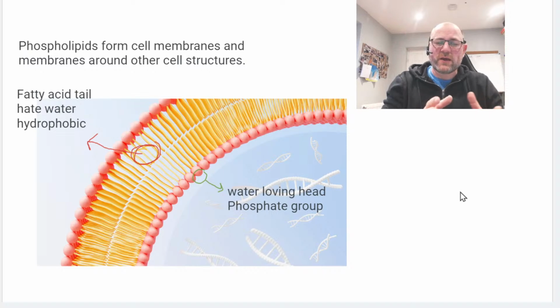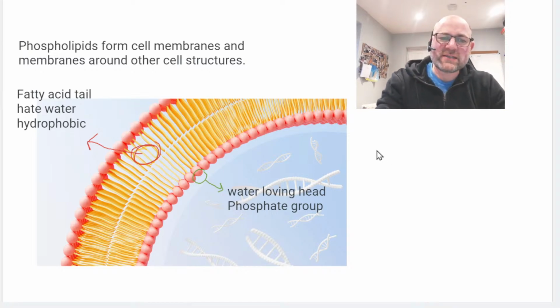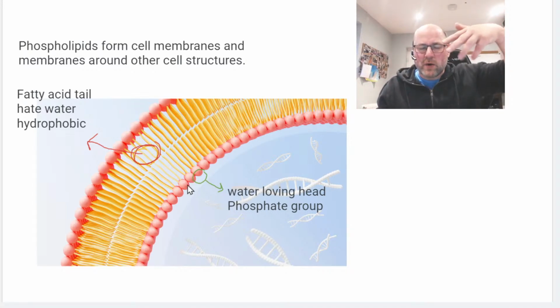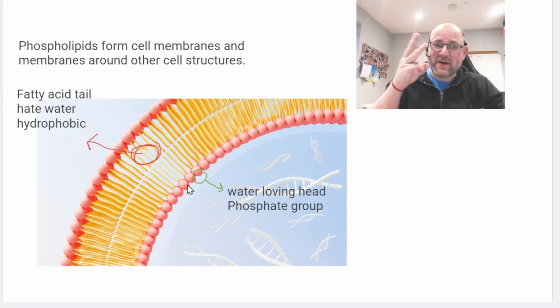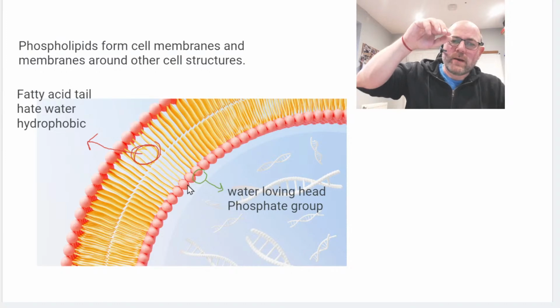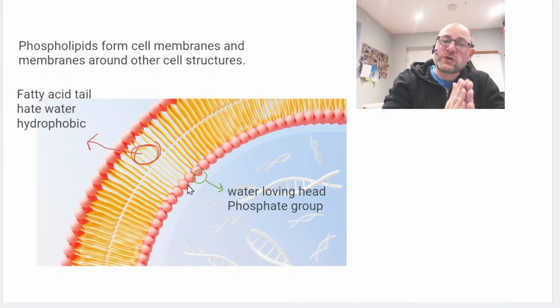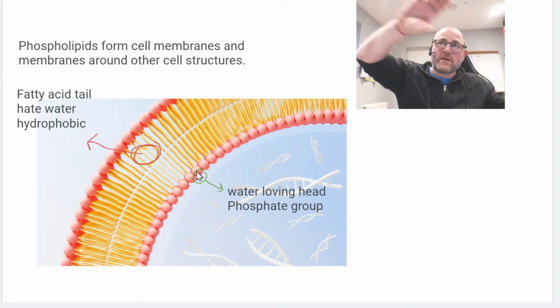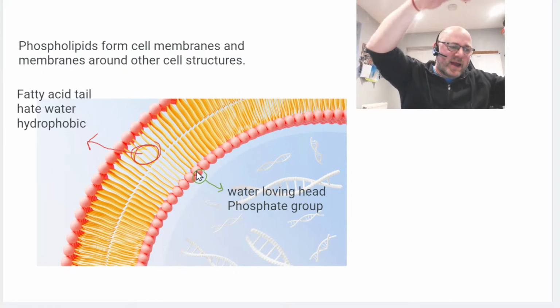But this is just showing you how they line up. Now notice there's 2 layers of them. They've got multiple tails, which are the fatty acids, the 3 fatty acids. And then you've got the glycerol and the phosphate group. Notice the way they've lined up. They've lined up with the heads facing this way, tails that way. And then another line of them has lined up with their tails like that and heads out.